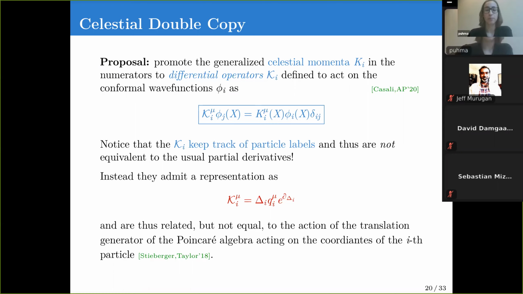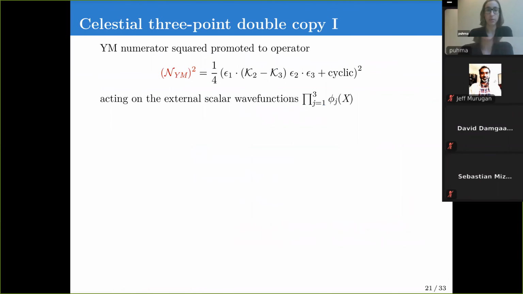Okay, so we're promoting the celestial momenta to differential operators acting on external wave functions. And our proposal is that this implements for you a celestial double copy procedure. So we start with the Yang-Mills numerator squared, where we promote the capital K celestial momenta to this operator calligraphic K. So then this gives us a numerator operator that we square, and this should act on the wave functions that remain as an overall factor in the amplitude.